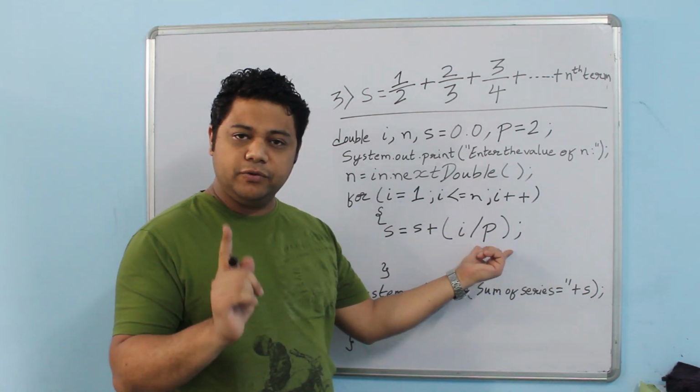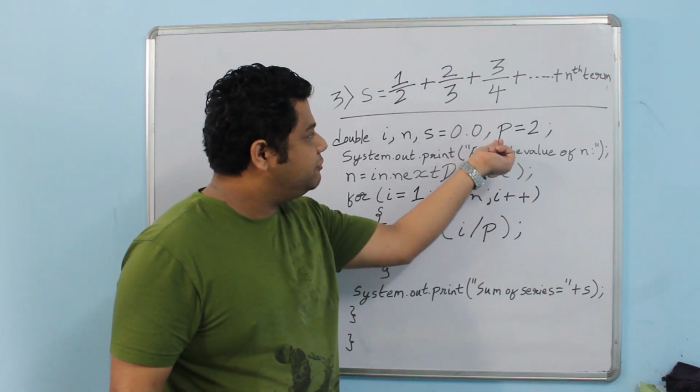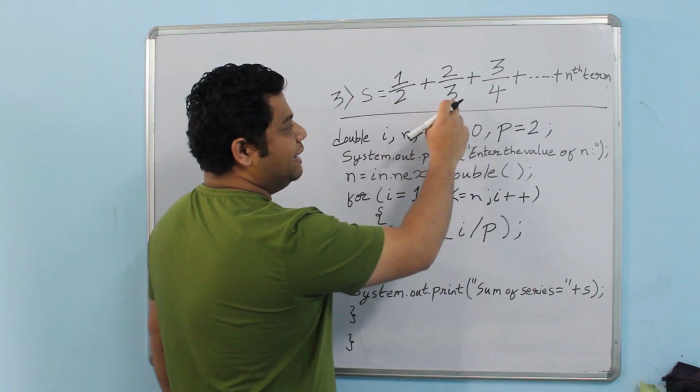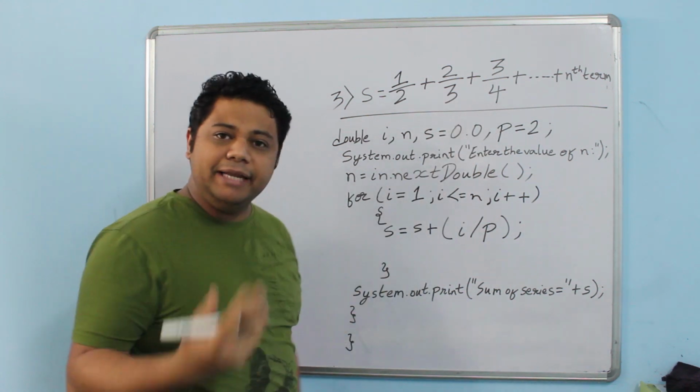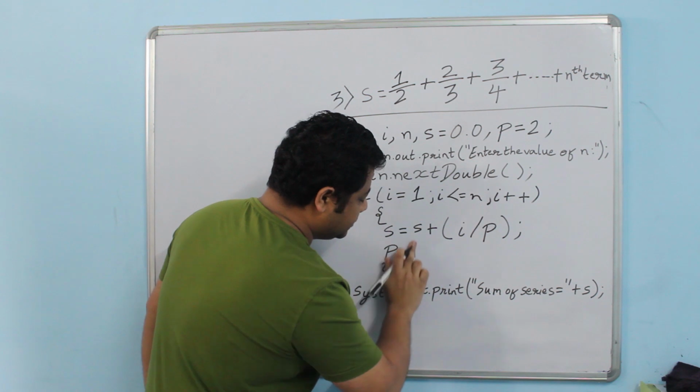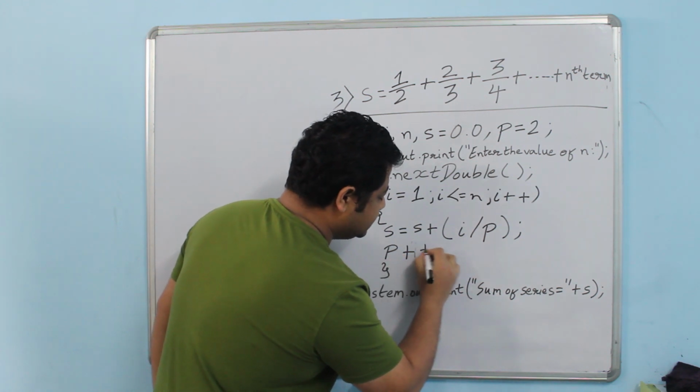But the complete work is not done, because the value of p has to increment. So it has to increment by, from 2 to 3 we have got 1, 3 to 4, 1. So it is incrementing by 1. So simply what we can do, we can write p plus plus.